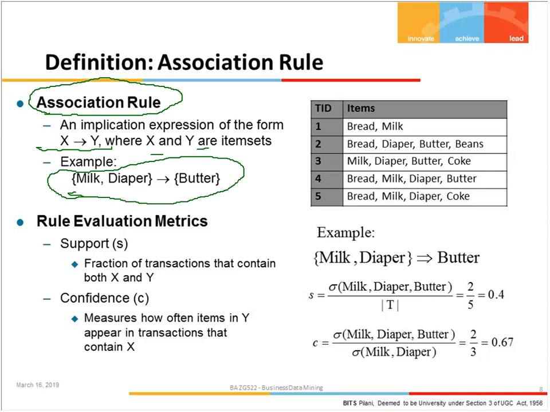The way we will evaluate a rule is using two measures. One is support and the other is confidence. Support, as we defined it, represents the fraction of transactions that contain both X and Y. When we are talking about an association rule, the support for X implies Y is analyzed by taking the support for X union Y. In this case, milk, diaper, butter have to occur together. Their support, as we have seen, is 40% or 0.4.